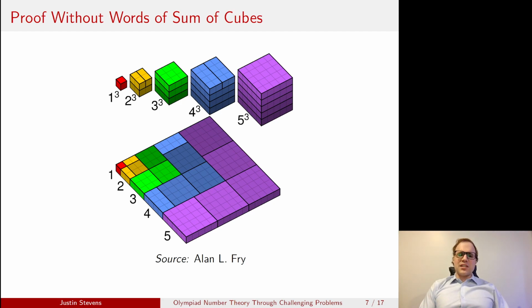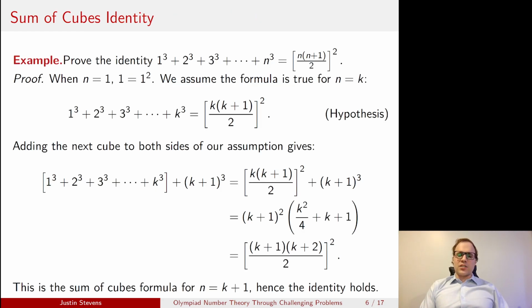And we can see that this relates back to the previous identity that we saw, because the sum of the first n natural numbers is the same exact thing as n times n plus 1 divided by 2.